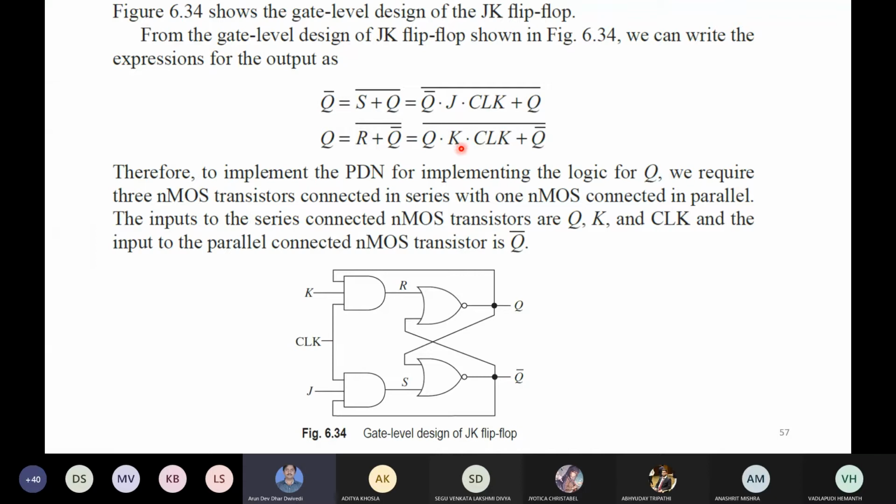So this Q can be implemented by taking 3 NMOS transistors in series, and in parallel to all these 3, Q bar and another NMOS transistor for the pull down network, because bar is gone during the pull down network. We will take the complement of this, then it will be Q and K and CLK plus Q bar. So this function will be implemented with 3 NMOS transistors in series and one other NMOS transistor in parallel. And similarly for this one also, 3 NMOS transistors in series for ANDing function of Q, J and CLK, and another NMOS transistor in parallel for OR function of Q with this.